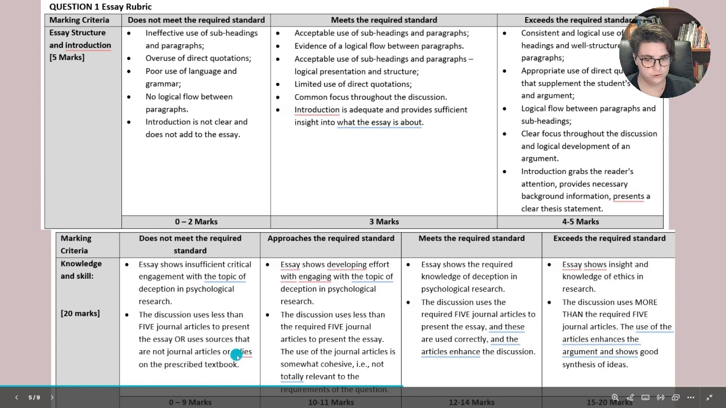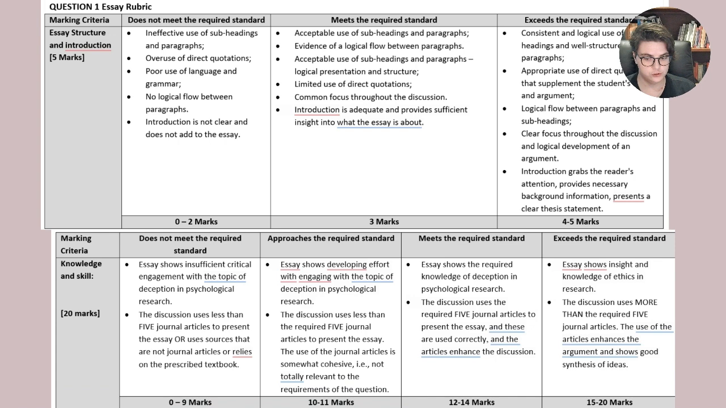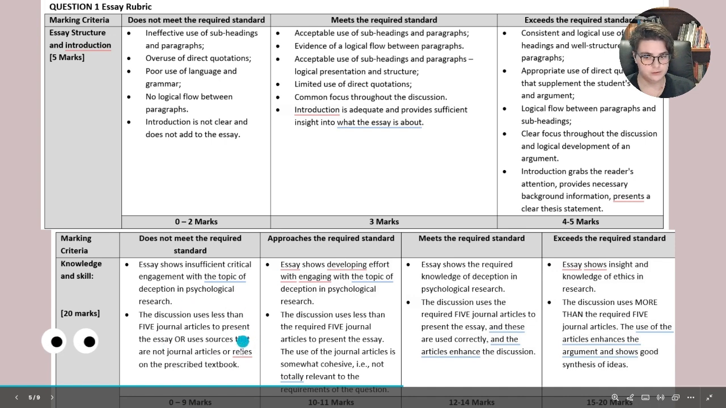If you use any sources that are not credible journal articles, so if you cite any websites or blogs or anything like that, you cannot score higher than the bottom block because of the rubric. Okay, so please do bear that in mind.